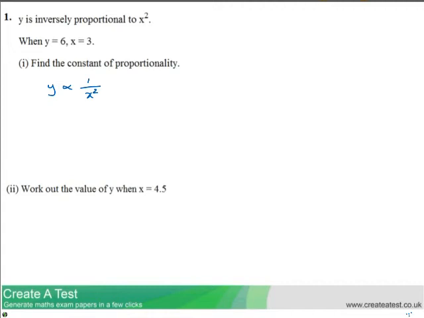So if we think of x squared on the bottom here, if that becomes a really large number, 1 over a really large number gives a really small number. So as that gets bigger, the other side gets smaller. So that's why we write 1 over.